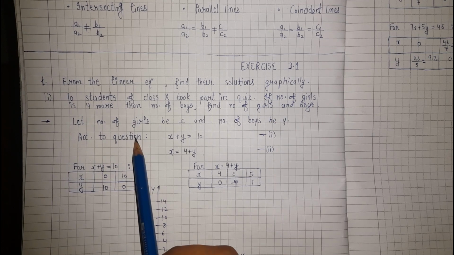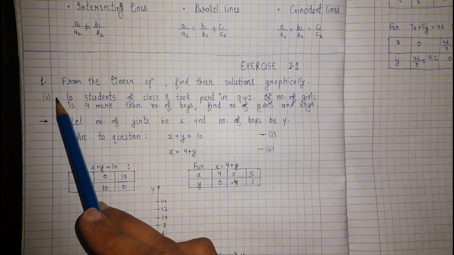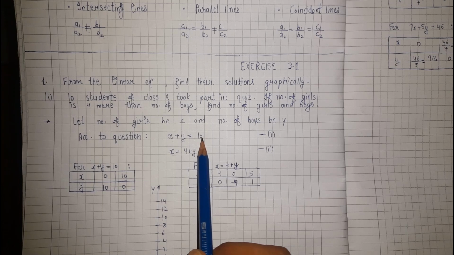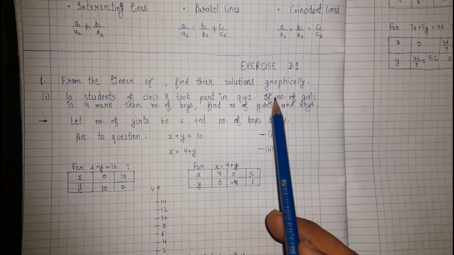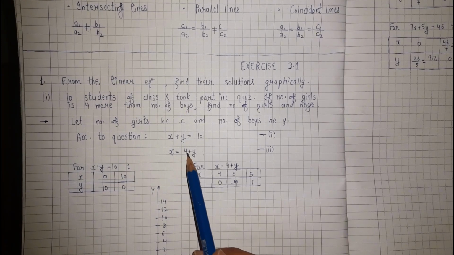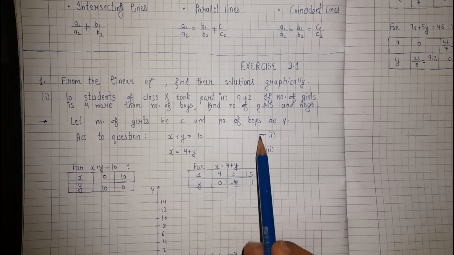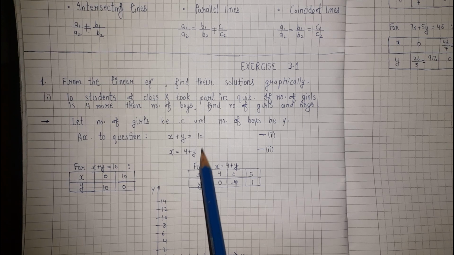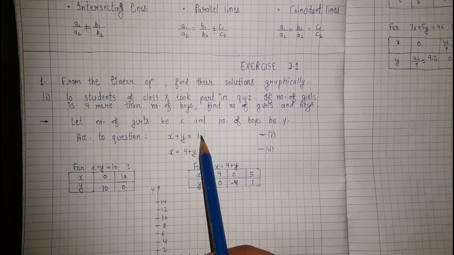According to the question, it's given that the total number of students is 10. That is, the number of girls and the number of boys is equal to 10, so x plus y is equal to 10. It's also given that the number of girls is 4 more than the number of boys. So x is equal to 4 plus y. These two are our required equations. To solve this graphically, we need at least two solutions of each equation. Now solving x plus y is equal to 10.